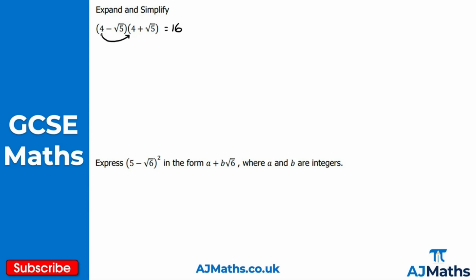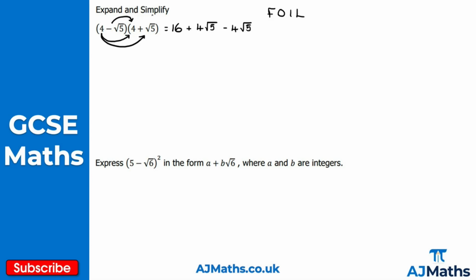Then we do the outside term, so I'm going to take this 4 here and multiply it by positive root 5. So in that case, I'm going to get 4 lots of root 5, so plus 4 root 5. Then we multiply the inner terms together, so we're doing the I of FOIL here: first, outside, inside, last. So minus root 5 times 4, and in that case, that's going to give me minus 4 root 5.